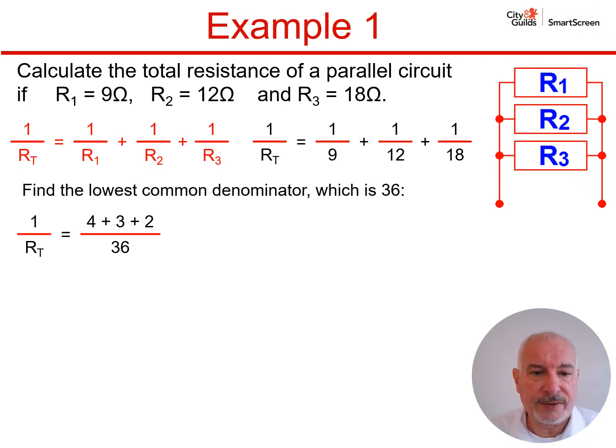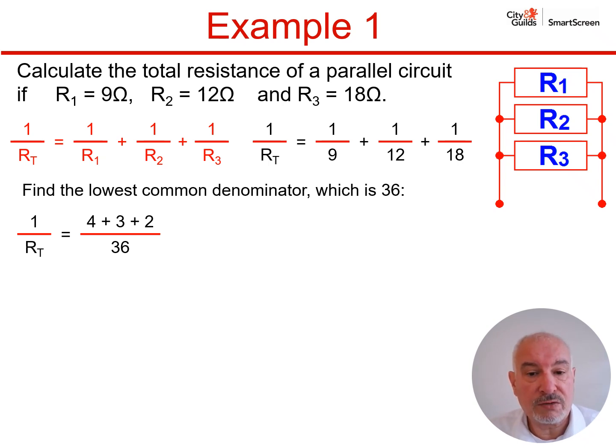Now we're going to add them. In order to do that, because they are fractions, reciprocals are just fractions where the top number is a 1. So in order to add them, we need to find the lowest common denominator. That is the number in which all of the bottom numbers, the 9, the 12 and the 18, would divide into. So the lowest number that would be the common denominator in this case is 36, because 9 will divide into 36 and 12 will divide into 36 and 18 will also.